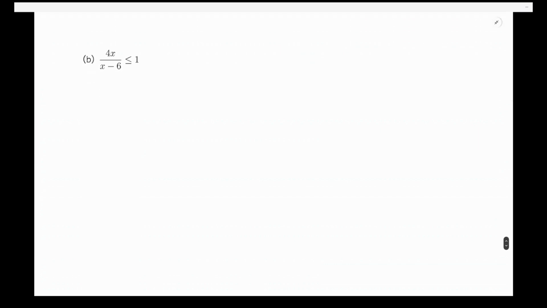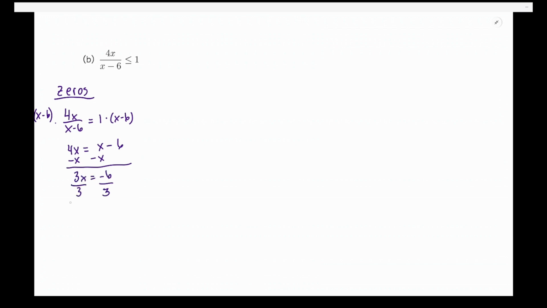Part B, 4x over x minus 6 is less than or equal to 1. So again, I'm going to find my zeros first. So that's when 4x over x minus 6 is equal to 1. Multiply both sides by x minus 6. We get 4x is equal to x minus 6. Subtract x from both sides. Get 3x equals -6. Divide by 3, divide by 3. We get x is equal to -2 for our zero.